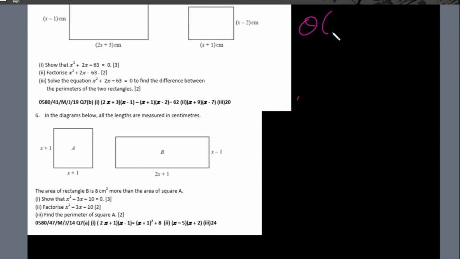Alright, question 6. In the diagram below, all lengths are measured in centimeters. The area of rectangle B is 8 centimeters square more than the area of square A. So we have a square B and square A. Their difference is 8 centimeters square. So area of square B minus area of square A equals 8.